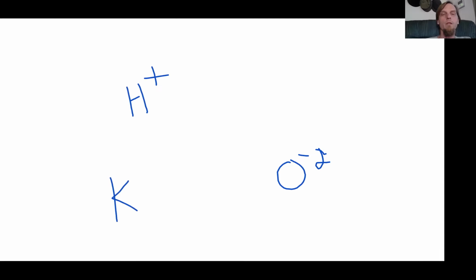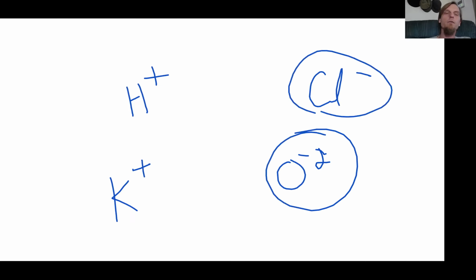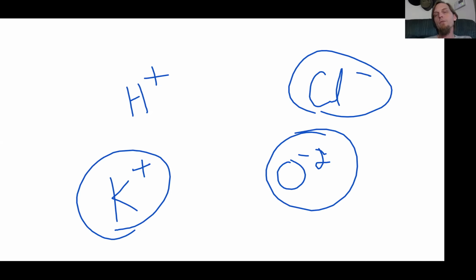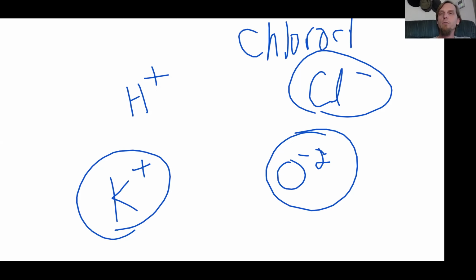Potassium, potassium ion. Chlorine, chloride. Do you hear the difference? Oops, this was a positive. The ides are negative. And you just keep the name and you say ion, potassium ion, hydrogen ion. Chlorine becomes chloride. Oxygen becomes oxide. Okay. So that's an introduction to things we're going to be doing. And hope that helps.